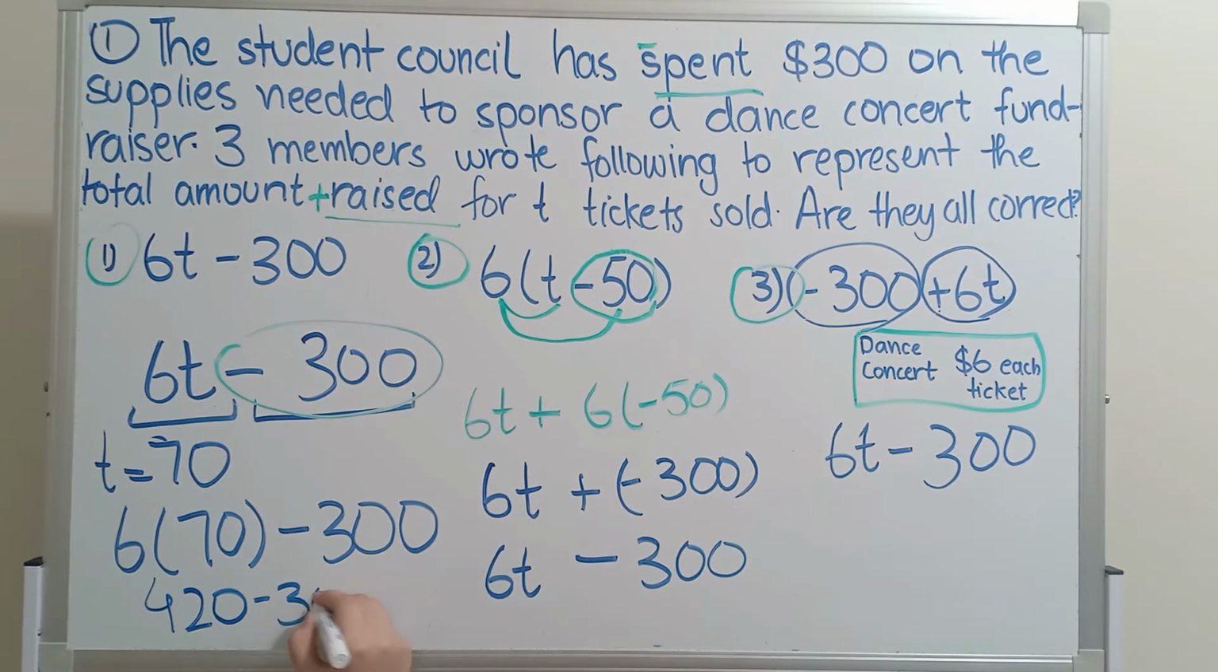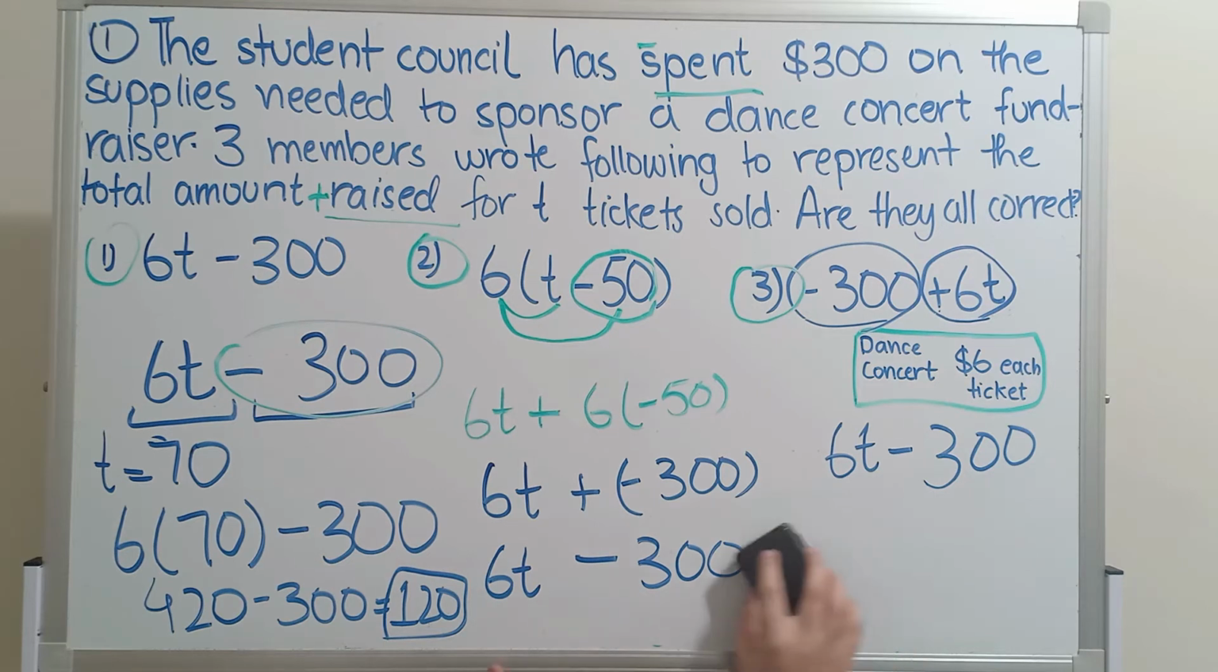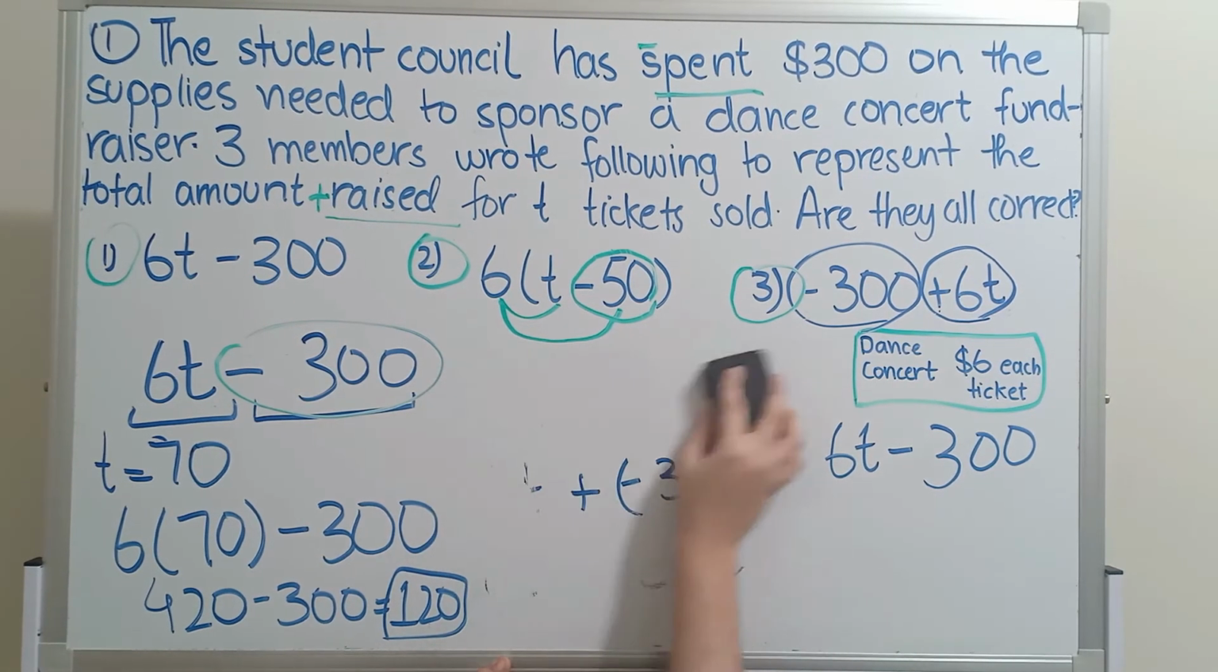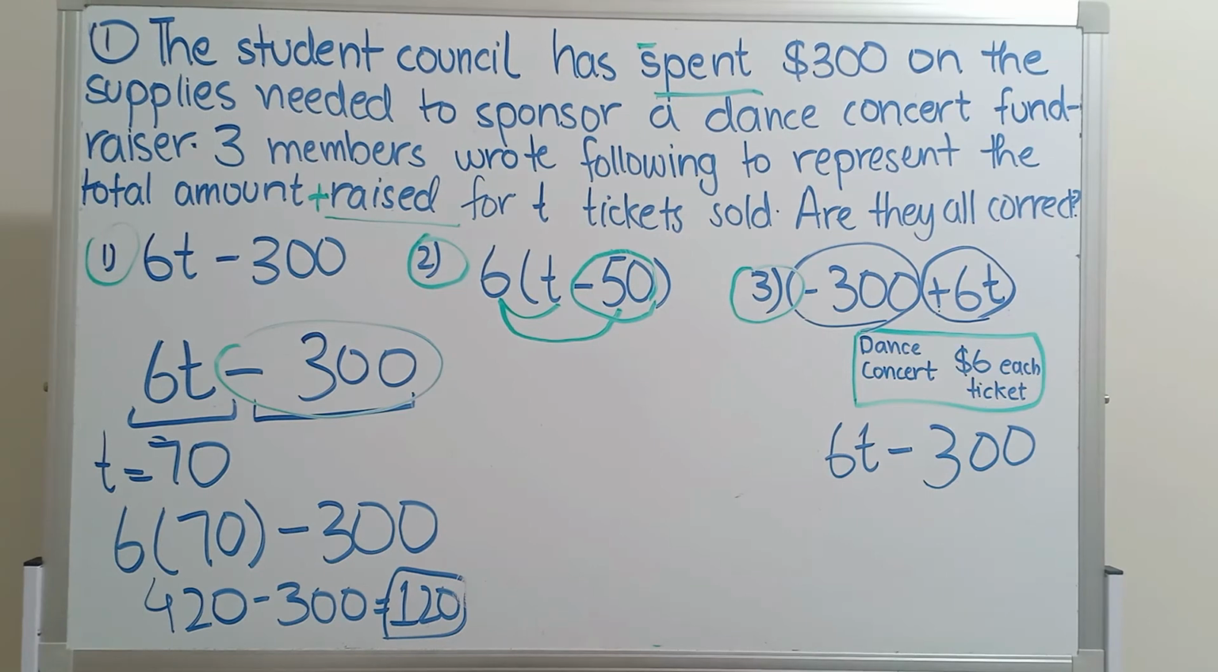Subtract 300, which will give us 120. So this is how much they raised if there were 70 tickets sold. And we can try the same with each of these expressions. So let me just quickly erase this. So let's substitute t for 70 here too.